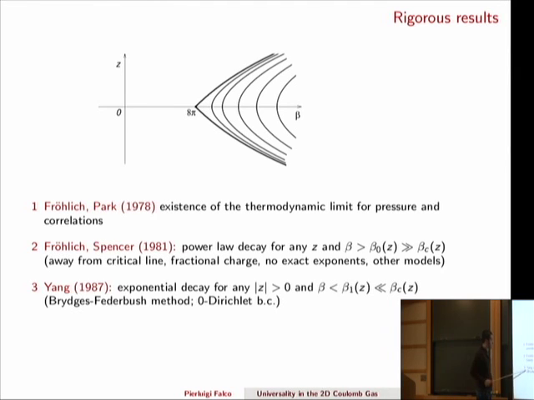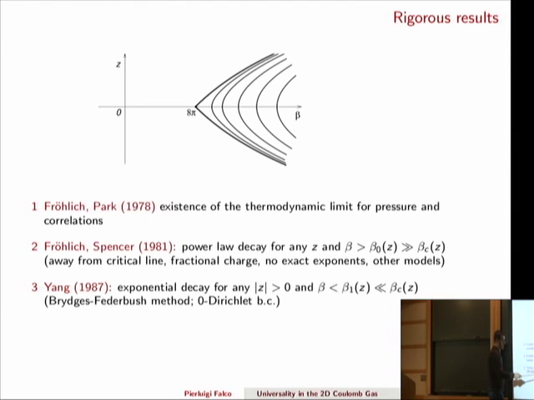So Yang proved the result for the opposite case. When you are somewhere in this part of your graph, you expect the exponential decay of correlations. So he proved it: if you take a certain given z, you must have a beta small enough such that you can prove that there is exponential decay.